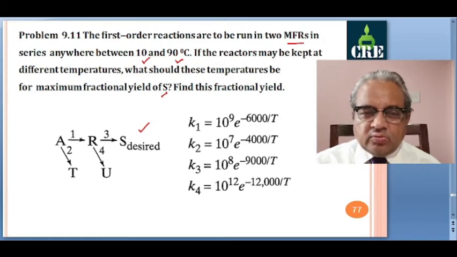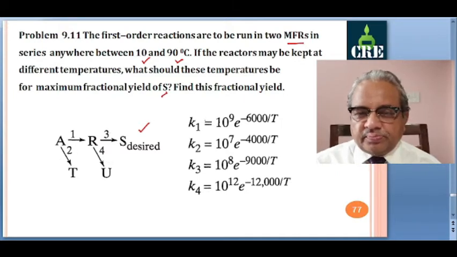The reaction is A gives R gives S. A also gives T with the rate constant K2. R gives U with the rate constant K4. And these rate constants are K1 and K3. So we have A gives R gives S in series, and A gives R, A gives T is the first parallel reaction, and R giving S and R giving U is the second parallel reaction. So these are competing.